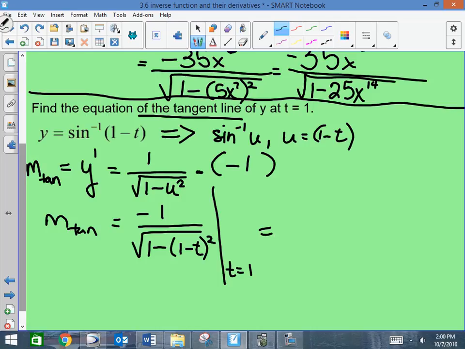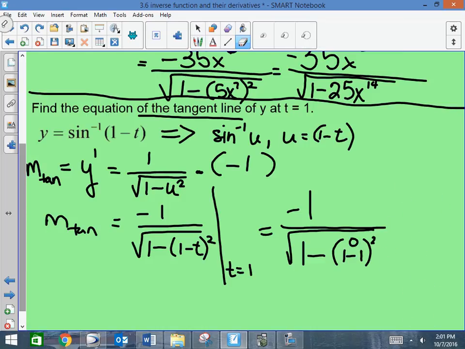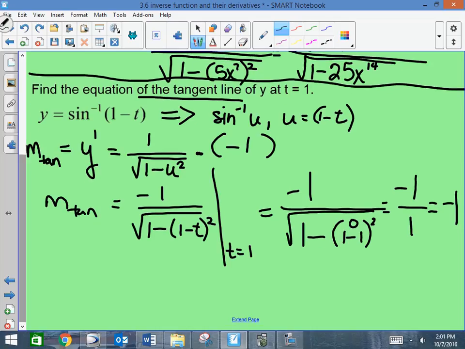Okay, negative 1 over radical 1 minus 1 squared, that's 0. What's my slope, really? Negative 1. Negative 1 over 1, which is negative 1. Okay? Well, be careful, but if you have the thing memorized, it's not really that difficult. All right, I'm looking for equations, so I know my negative 1 goes here.